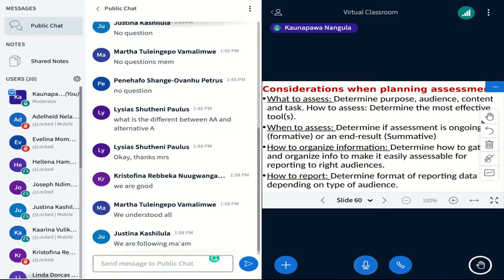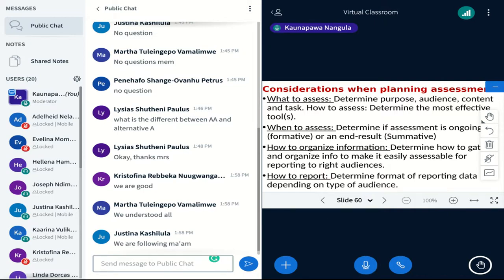And then next, what do you need to consider when developing assessment? All right. Here we have what to assess. You need to determine the purpose, just like in the steps above. The purpose, the audience, who you are assessing, what content and what task you are going to use.